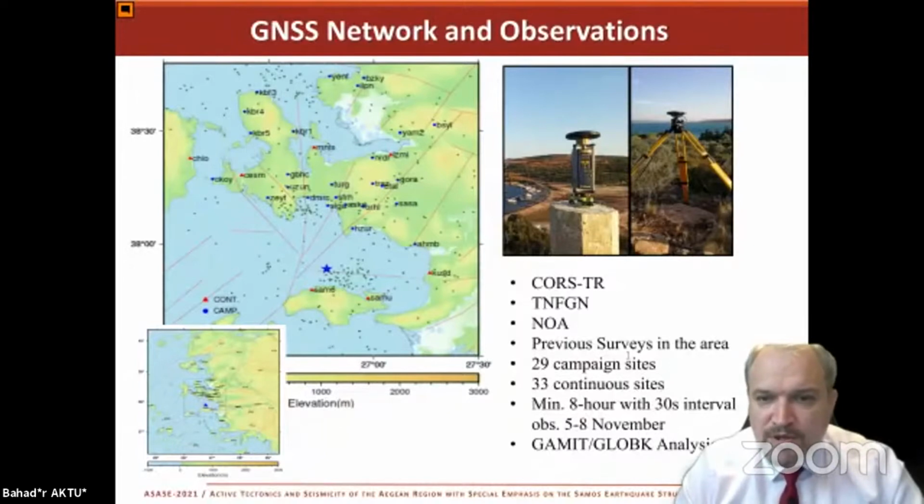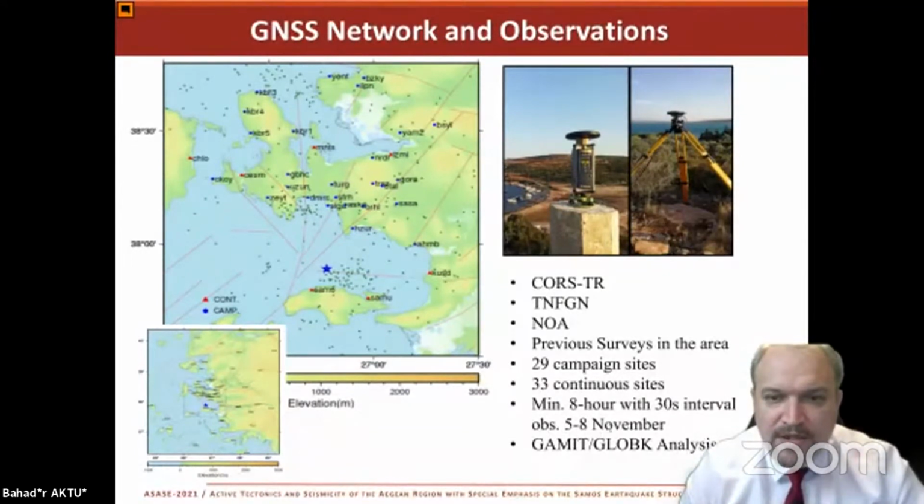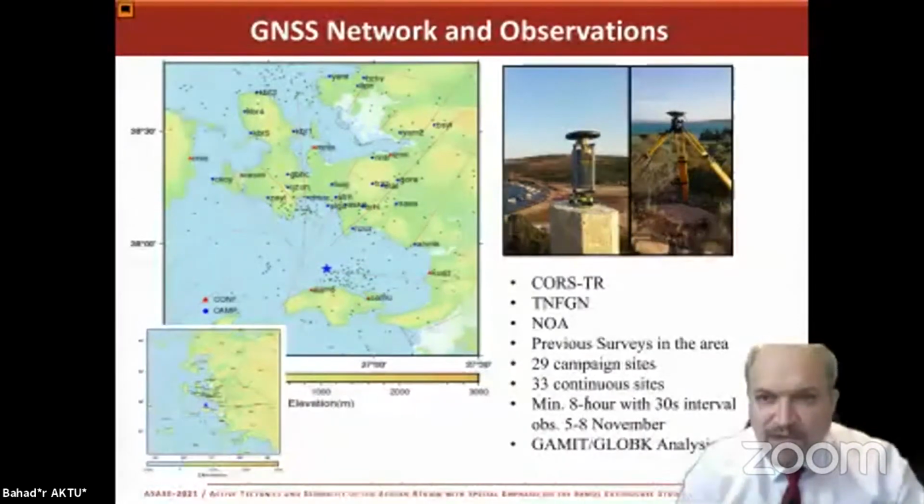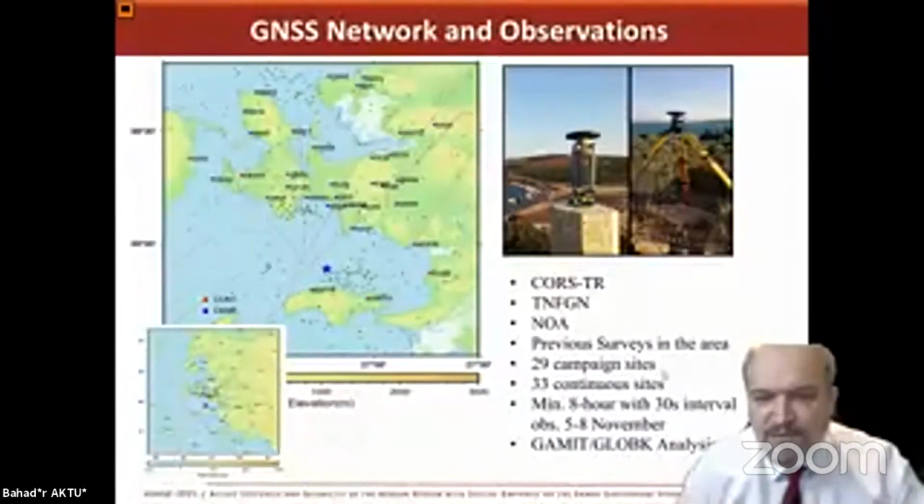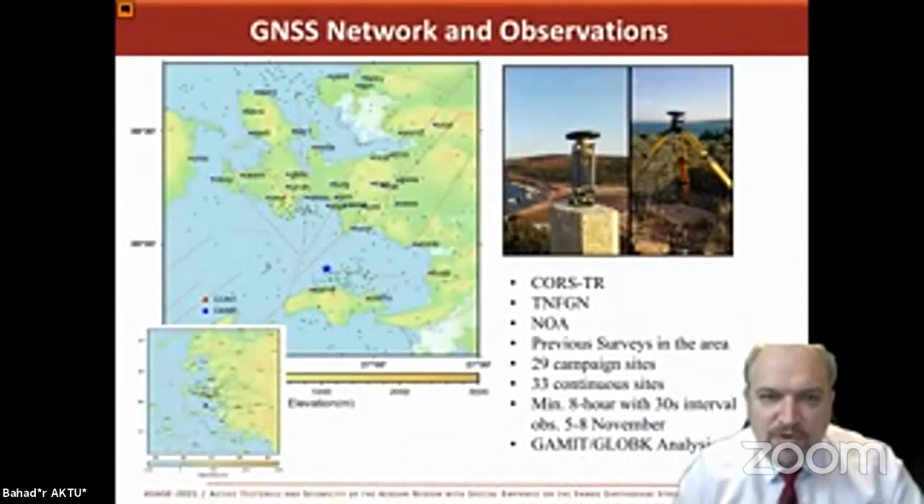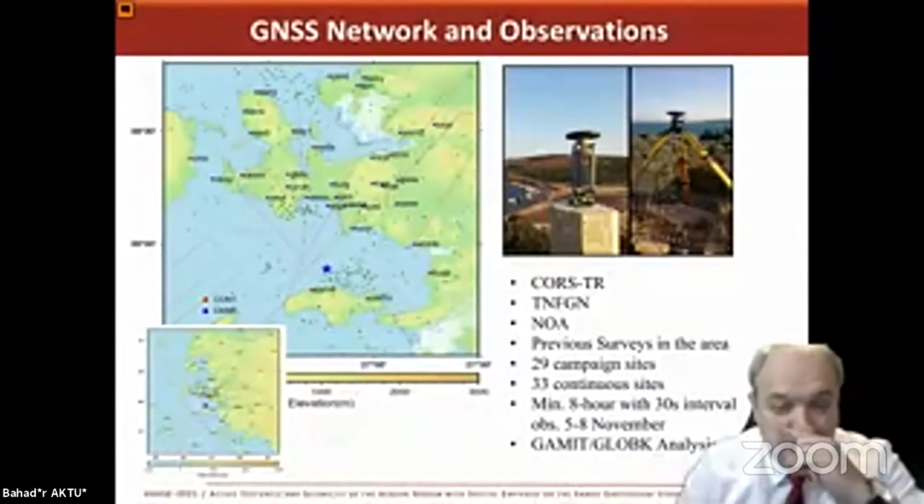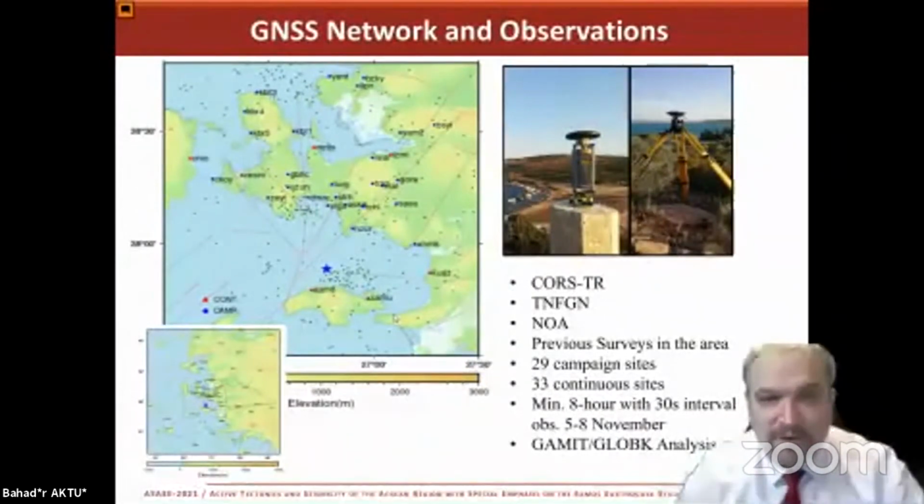And these are the observations. In total, we have 62 sites, 29 campaign sites and 33 continuous sites. All the campaign sites were observed for at least 8 hours with a 30-second sampling interval. All the observations took place between 5 and 8 November, so it is just within 1 week. So we didn't let post-seismic deformation go on or interfere with our observations. All the GNSS data were collected and processed with GAMIT/GLOBK software with state-of-the-art models.